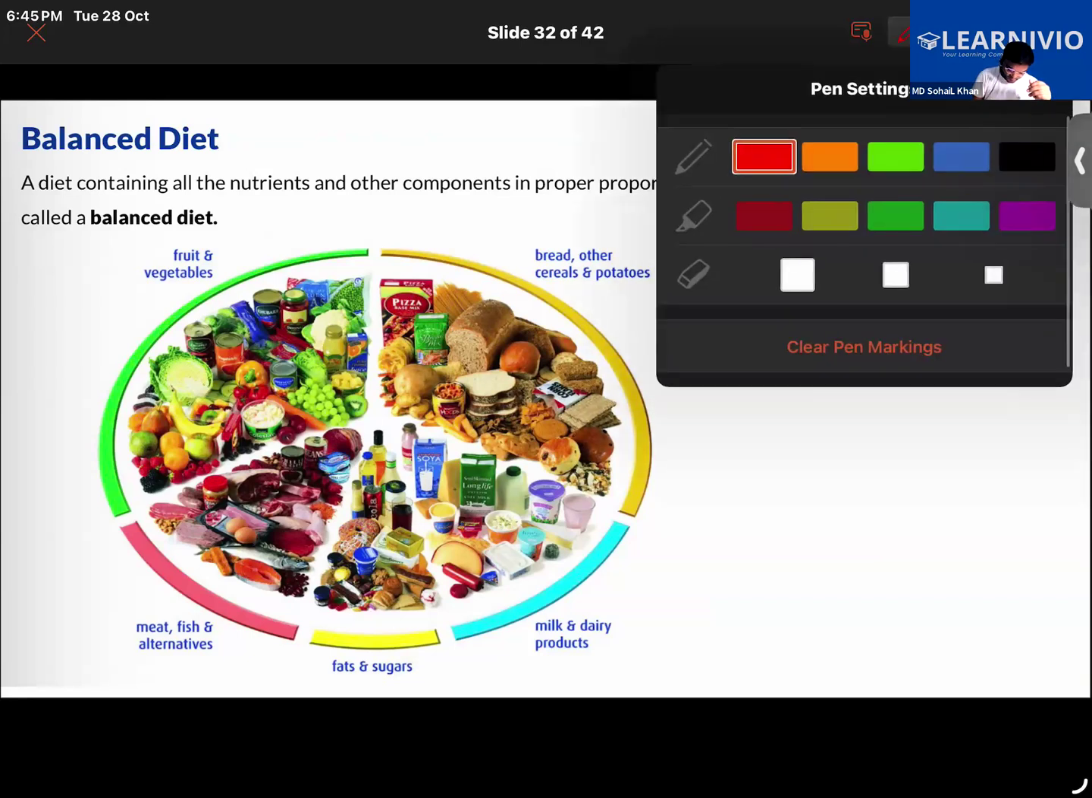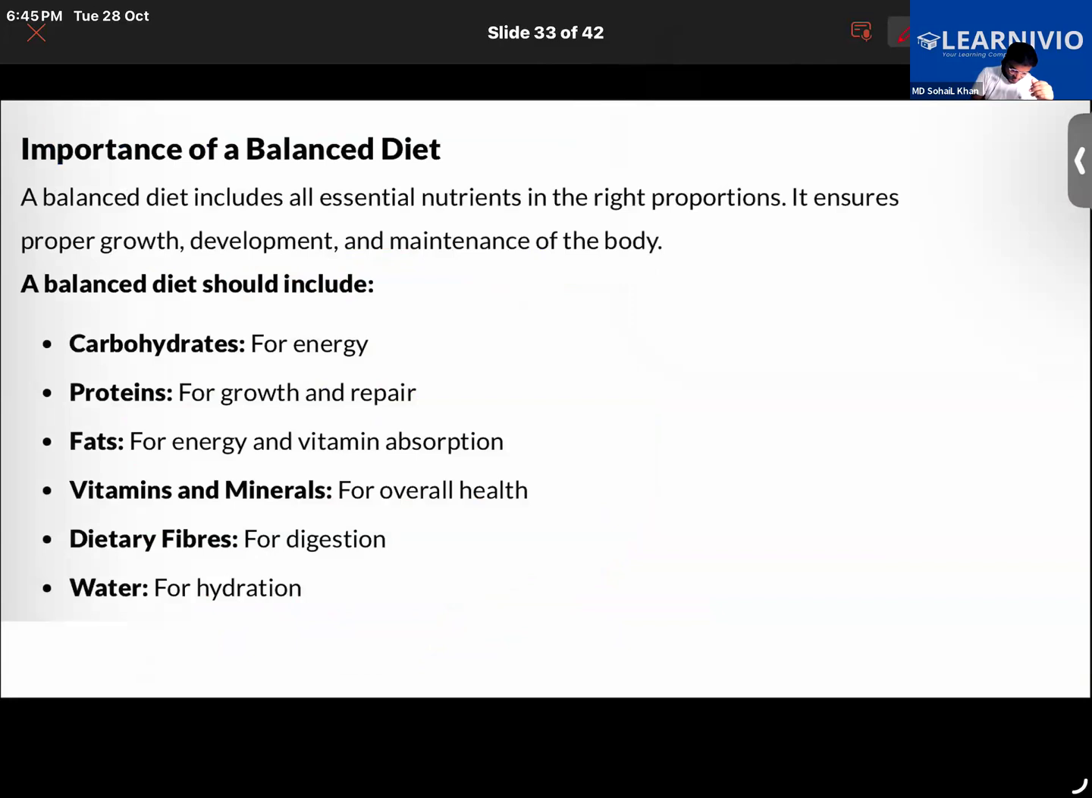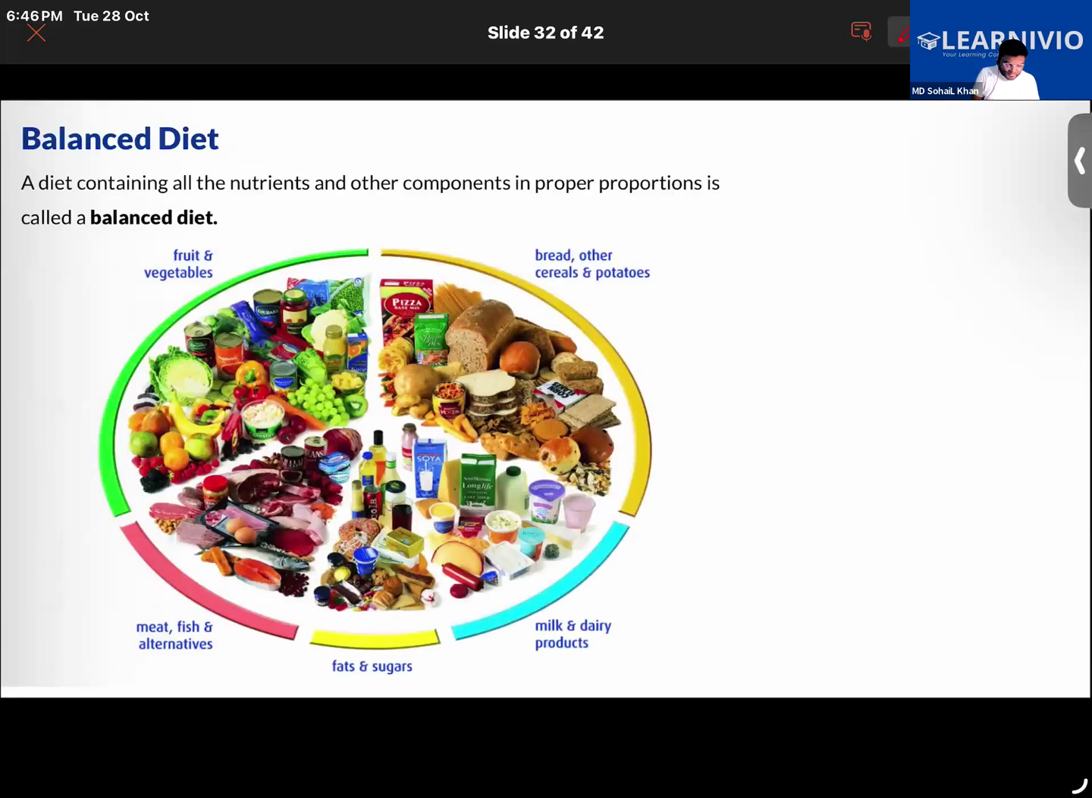What things have I mentioned here? It provides you with carbohydrates, fat, protein, vitamins and minerals, fibers, and water. So if you're eating your breakfast or your lunch, it should necessarily have all these components in it, because your body needs them to function effectively, to gain energy, to build your immune system, to prevent you from diseases. So a balanced diet is basically a kind of diet that contains all the nutrients and other components in proper proportion.